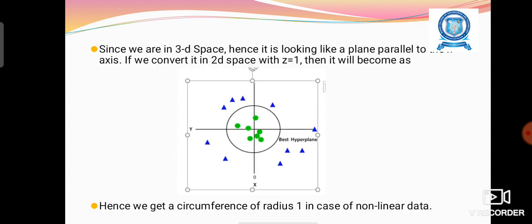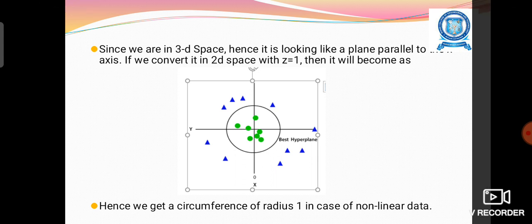Since we are in a 3D space, it looks like a plane parallel to the axis. If we convert it into 2D space with z = 1, it will become like this. Hence we get a circumference of radius 1. Our hyperplane will be the circle. So we get a circumference of radius 1 in case of non-linear data. Thank you.